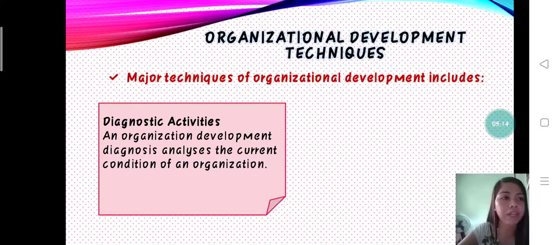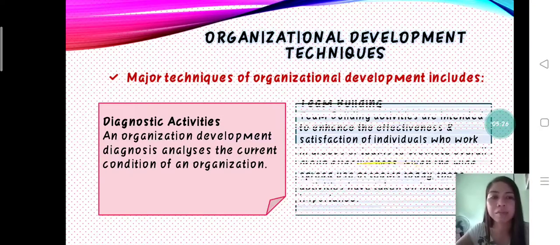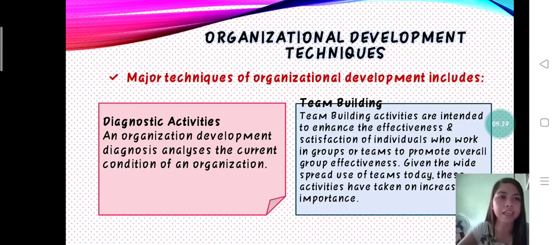So, di ba, inside the classroom setting, we also have our diagnostic test. So, in an organization also, there's also called diagnostic activities. And second is the team building. When we say team building, it is the activities that are intended to enhance the effectiveness and satisfactions of individuals who work in groups or teams to promote overall group effectiveness. Given the widespread use of teams today, these activities have taken on increased importance.